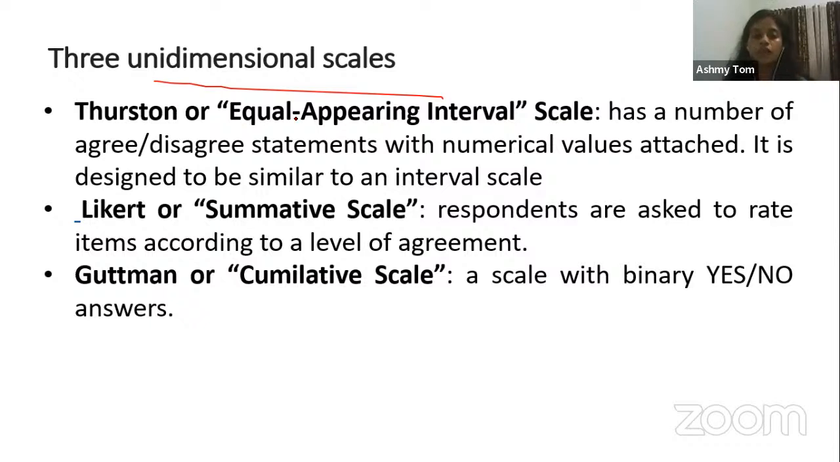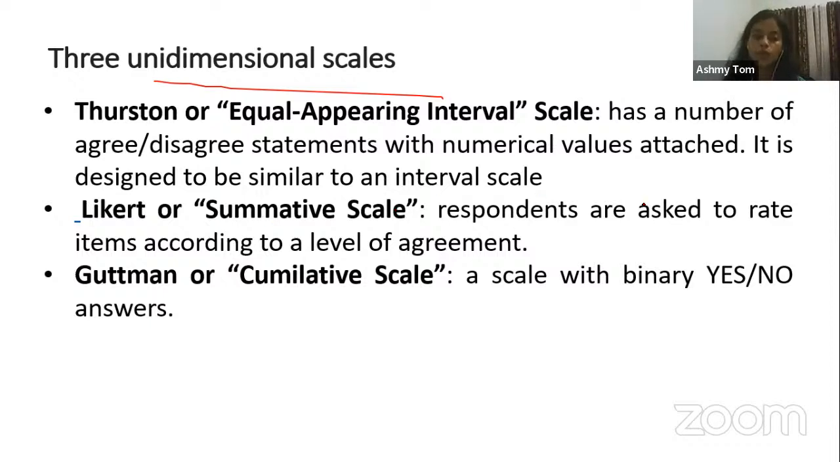That is the key feature regarding the Thurstone scale. It has agree or disagree statements with numerical values attached. It is designed to be similar to an interval scale. That is why it has been called the equal appearing interval scale. Moving on to the Likert or summative scale. Likert is known as the summative scale.